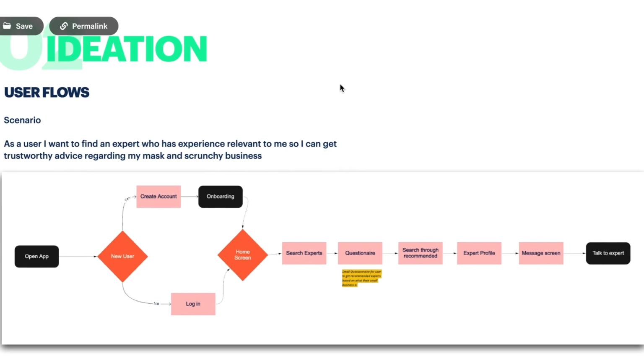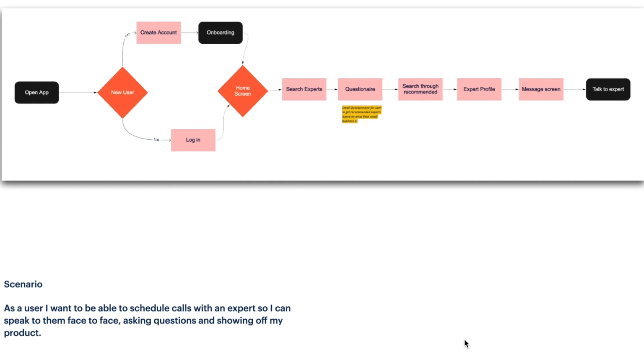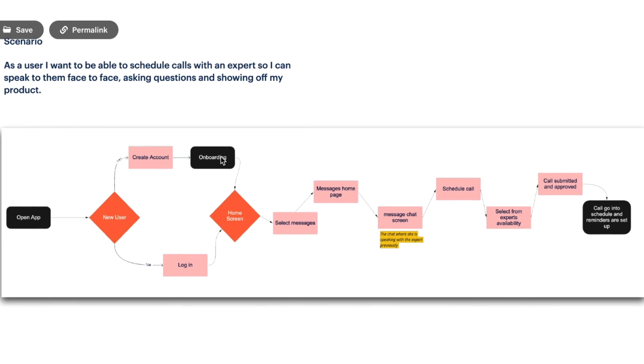Then we move on to ideations. We've got user flows. Here's a scenario task of a user wanting to find an expert who has relevant experience. So they go through an onboarding experience, search for an expert. There's a questionnaire so they can identify the specific expert you need, and then you end up speaking to the expert. Another simple user flow, scheduling a call with an expert.